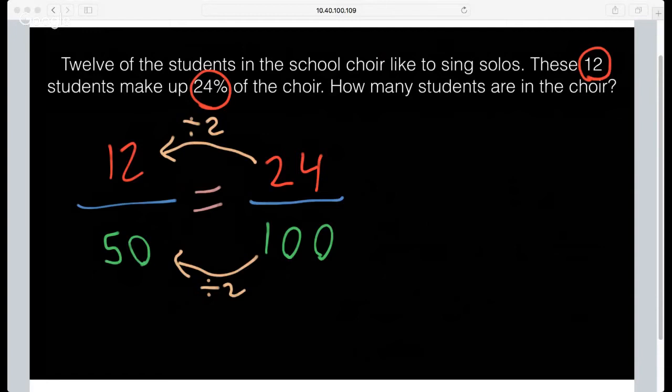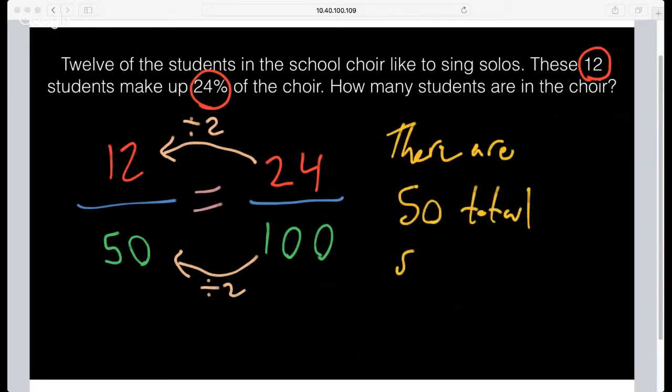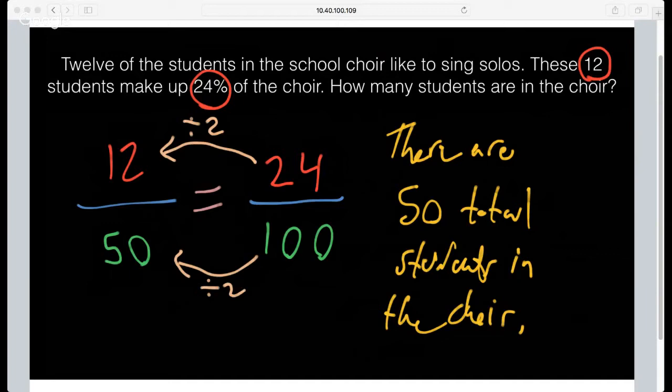And now we can answer this question. How many students are in the choir? Well, this is the percentage of students that like to sing solos. This is the whole class. Here's the number of kids that like to sing solos. So this is the whole class. There are 50 total students in the choir. Good.